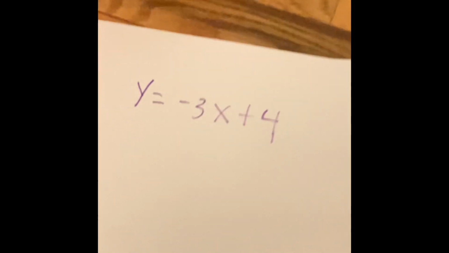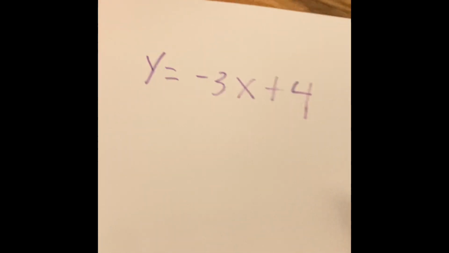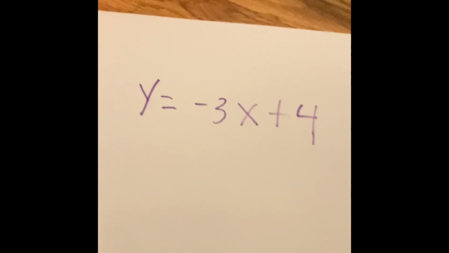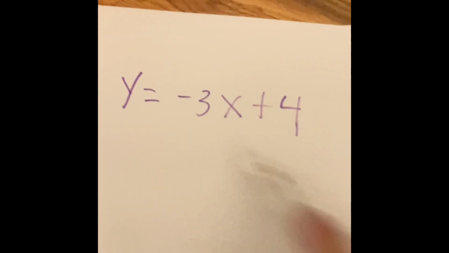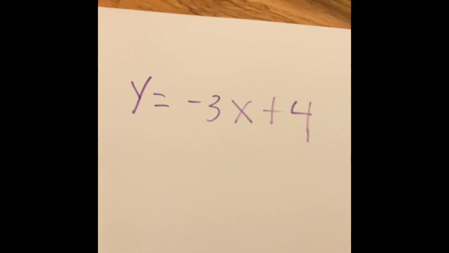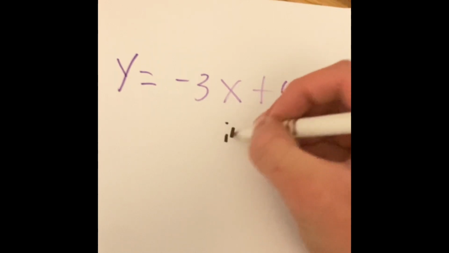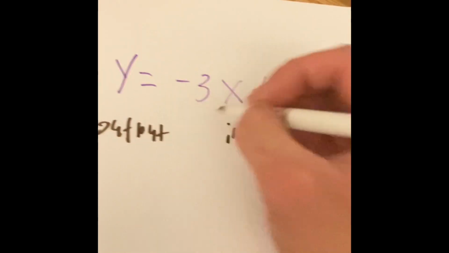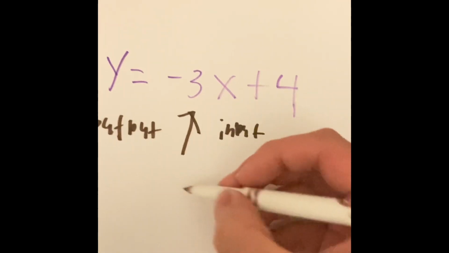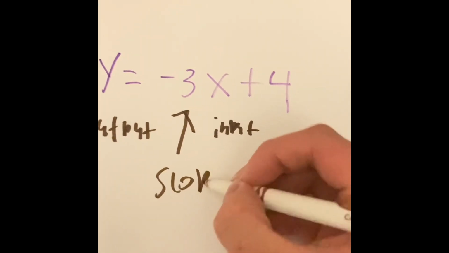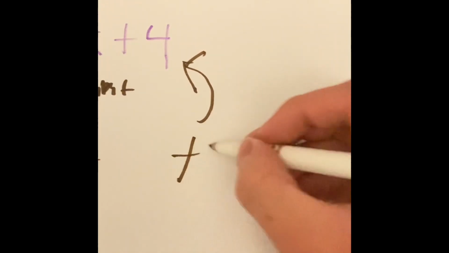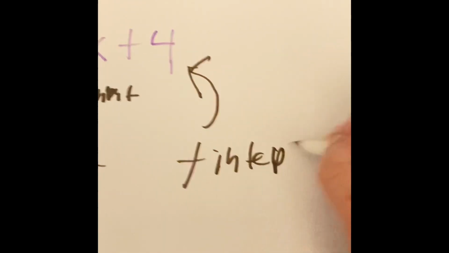So, when you ever learned about graphing linear equations, this is an example of a linear equation. This is called slope-intercept form. Your x is your input, your y is your output, your 3 or negative 3 is going to be your slope, and your 4 is going to be your y-intercept, or starting point.